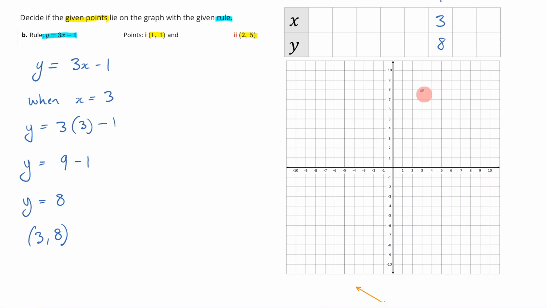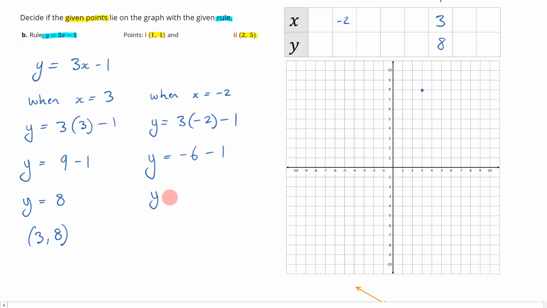And now let's choose another point. Let's do -2. Why not? When x is equal to -2, what is my y equal to? It's going to be 3 times -2, minus 1. So y is equal to 3 times -2, which is -6, minus 1. -6 minus 1 is -7. So that means when I have -2, I get -7 out. So I can put a -7 here. Here's -2, here's -7.